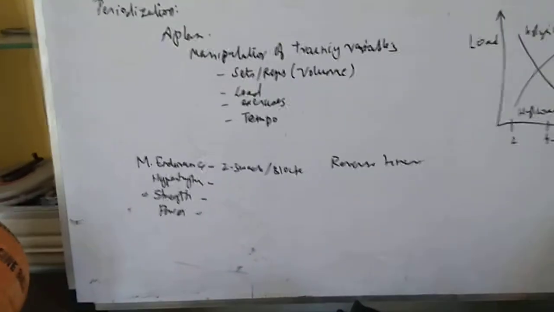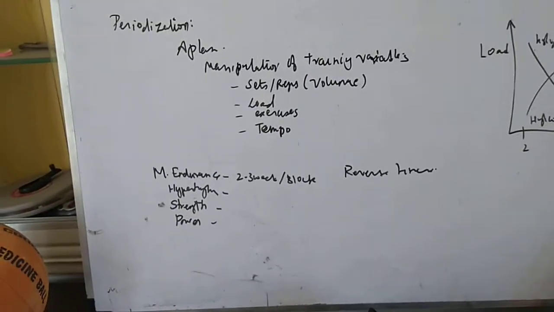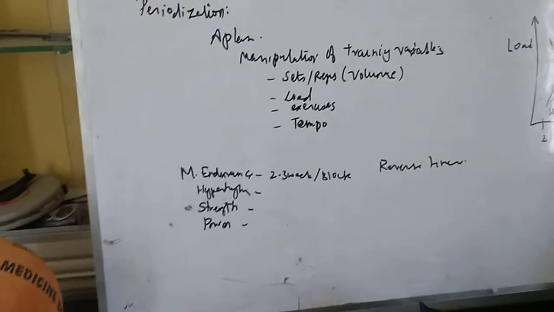The other model is reverse linear periodization, which is nothing but the reverse of this. They start with power, strength, hypertrophy and muscular endurance.